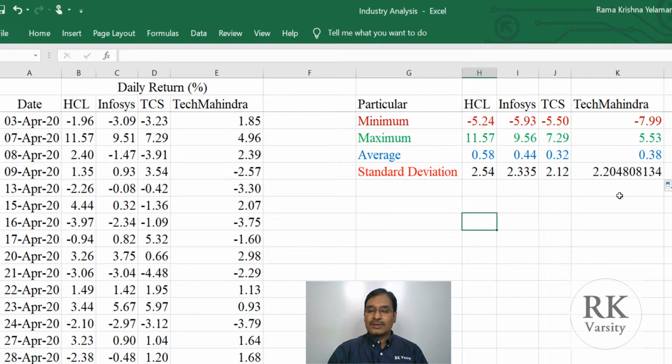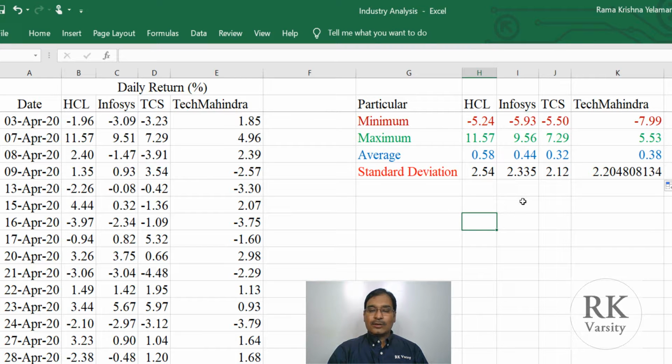And if you observe the standard deviations, the standard deviation of HCL stock is high, that is 2.54%. On the other hand, Tech Mahindra has a low standard deviation, that is 2.20. Now the high standard deviation indicates that during the COVID time period, that is the past 6 months, HCL stock witnessed high volatility in its prices. And if you see the range here, the range is also high in the case of HCL Technologies.